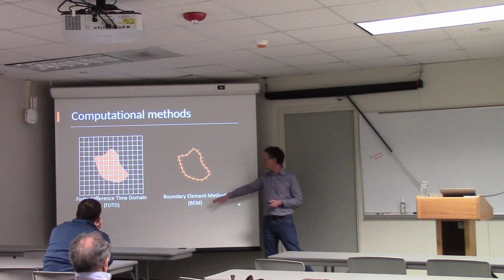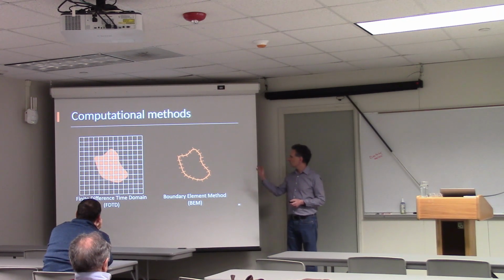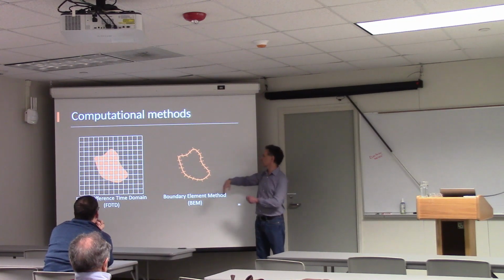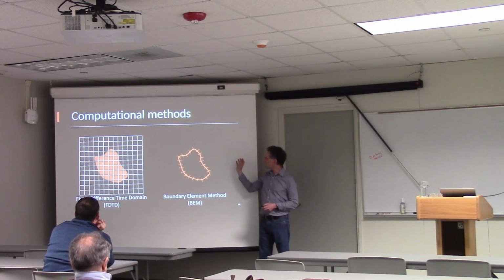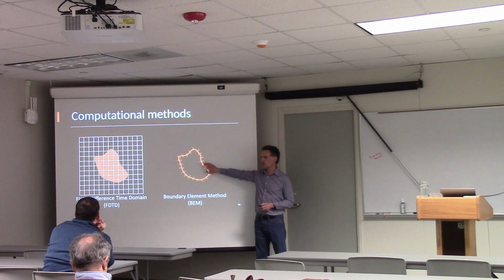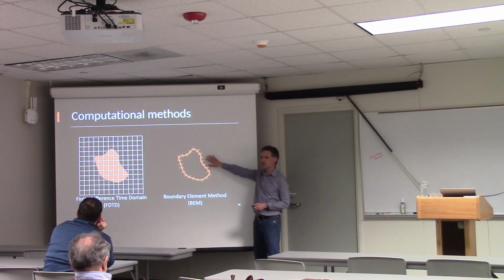The one that we'll actually use is the boundary element method, which is based on the frequency domain formulation. So assuming a monochromatic incident field, or monochromatic everything field, it works by transforming on paper the problem into an integral equation on the boundary, and then discretizing and solving that.